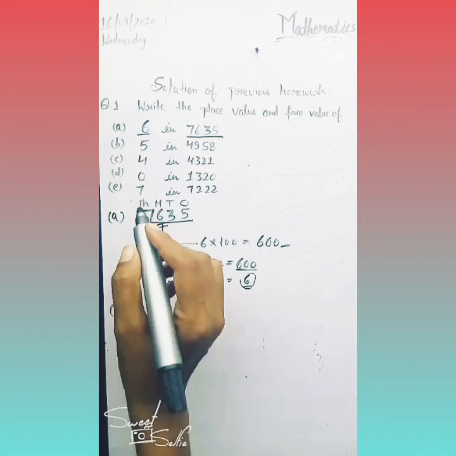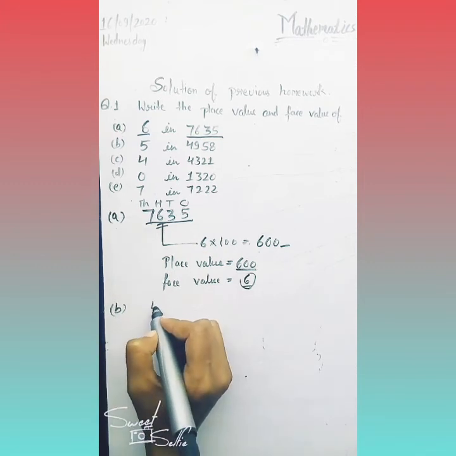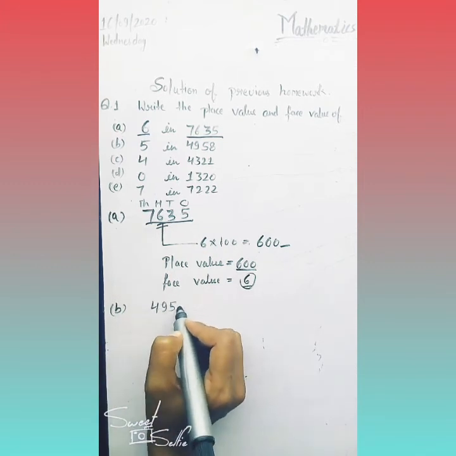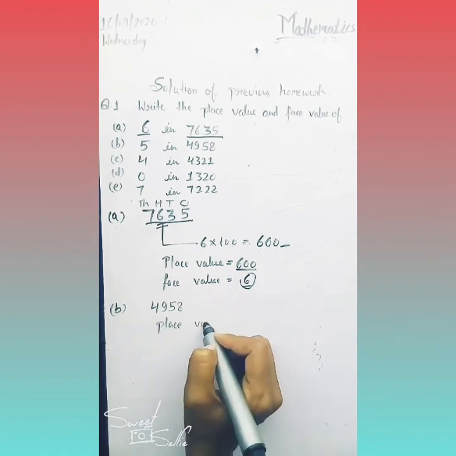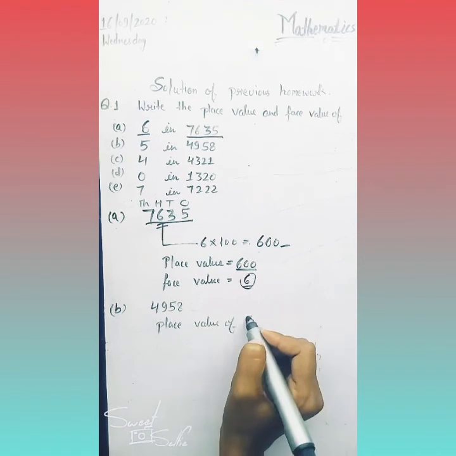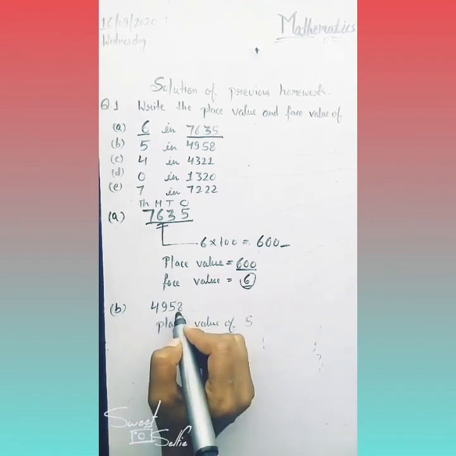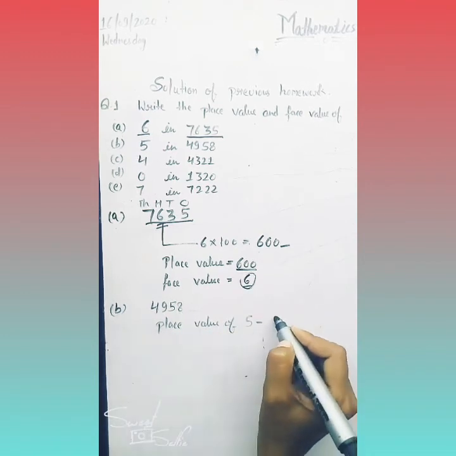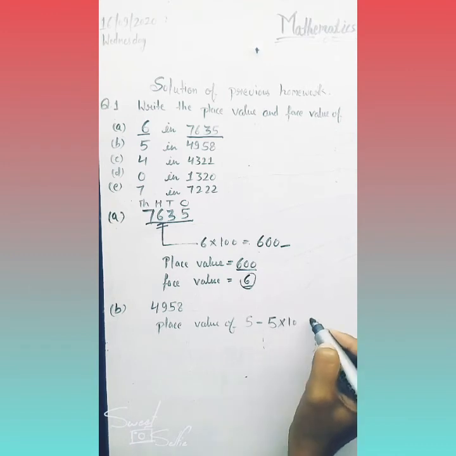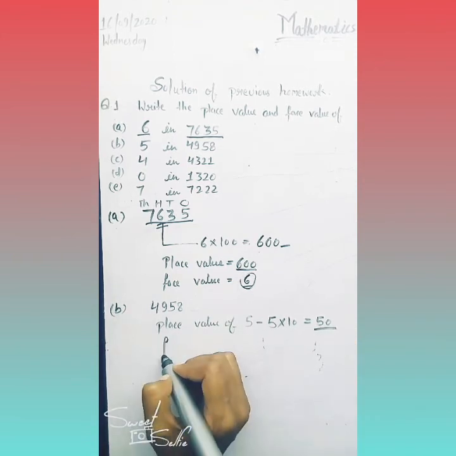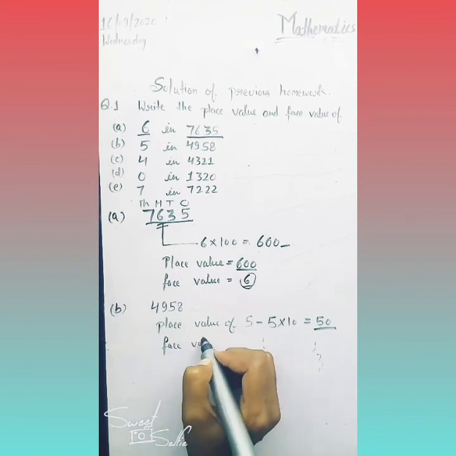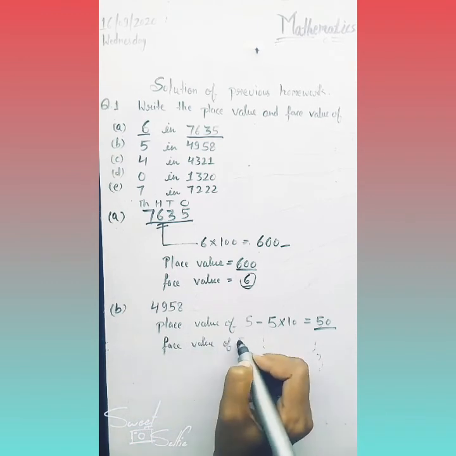In B, we have to find out the place value and face value of 5. Okay, so 5 is at the tens place, so we will multiply 5 with 10 and we get 50. It means the place value of 5 is 50. And the face value of 5 is 5.